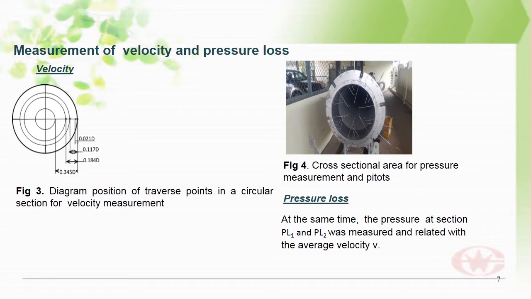Measurement of velocity and pressure loss. The cross section of the duct was divided into 4 areas, 16 points. The velocity at the center of each section was measured by pitot tubes. The average velocity was calculated from the mean value of V. At the same time, the pressure at sections PL1 and PL2 was measured and related with the velocities.